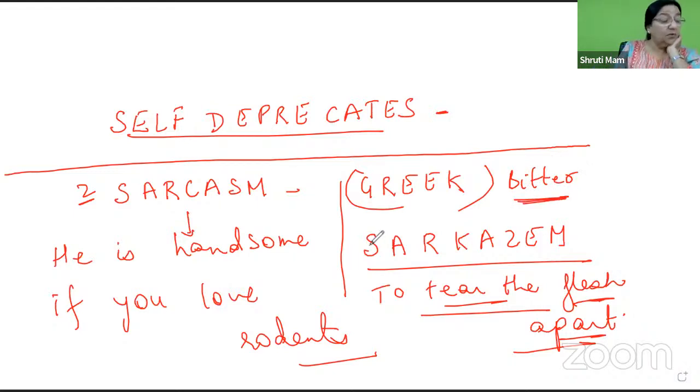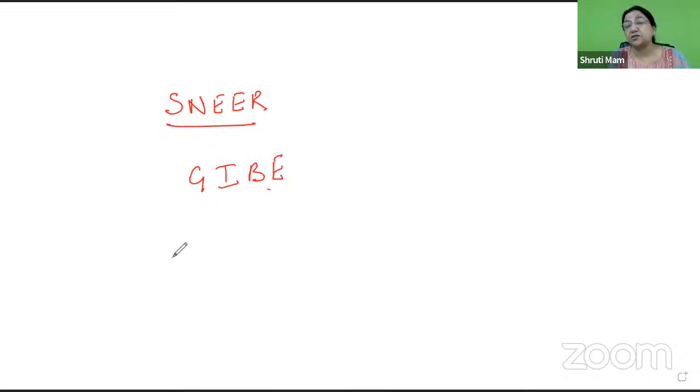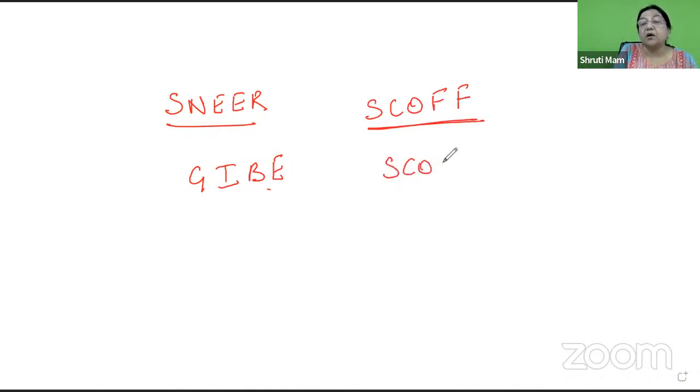I'm giving you some more words for bitter humor and sarcasm, which can be sneering, making fun. Sneering is also equivalent to ridicule. It can also be jibe, take a jibe at somebody. Usually people will take a jibe. Look at politicians taking a jibe at Rahul Gandhi. So that's a jibe at somebody. It could be sneer. It can also be scoff or mockery for sure. Scorn, scoff, jibe are all parallel words to sarcasm.